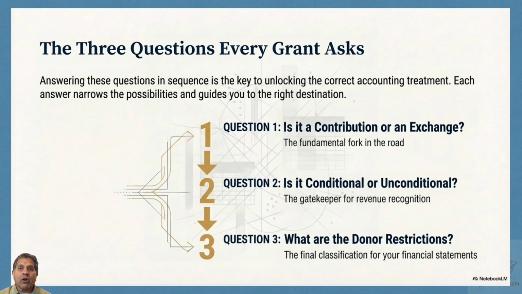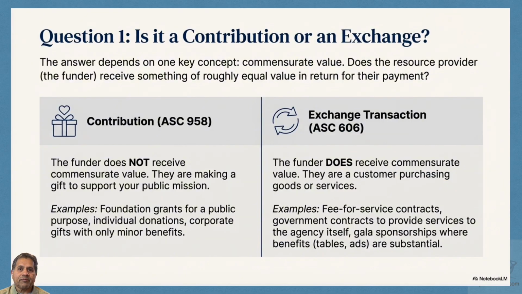Is it a contribution or an exchange? Are they buying something or giving something? Is it a conditional or unconditional grant? Do we have to earn it or is it ours immediately? What are the donor restrictions? How do we have to behave with this money? And if you answer these questions in sequence, the journal entries become clear.